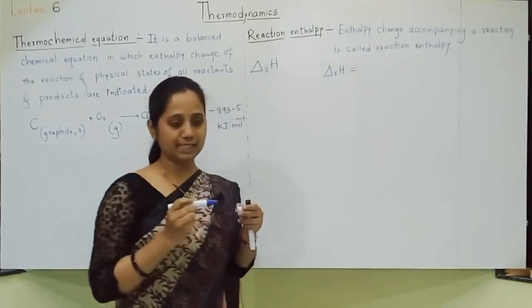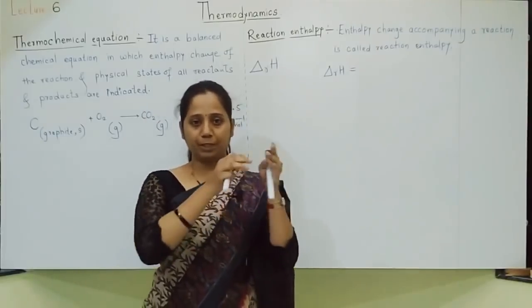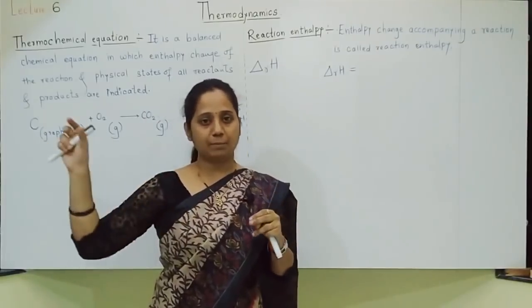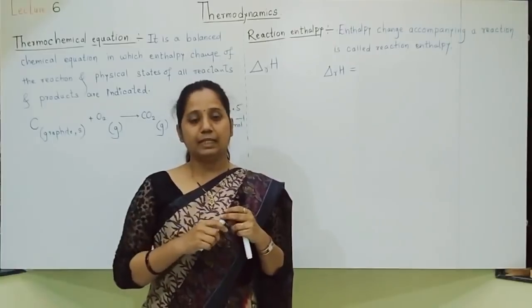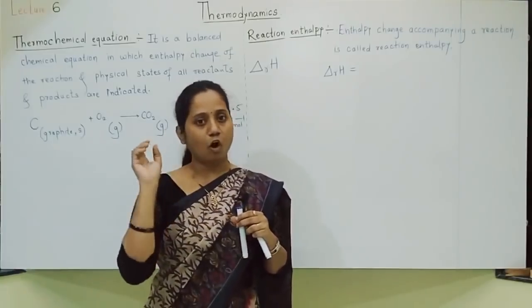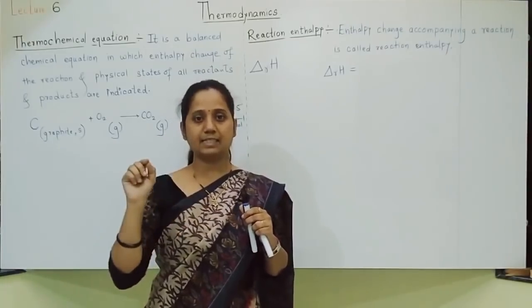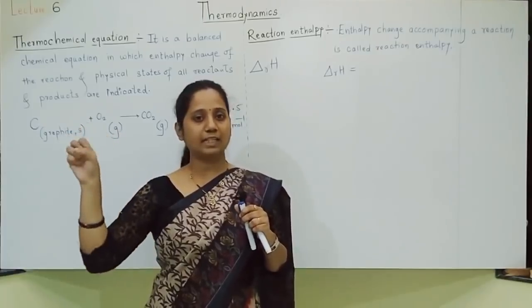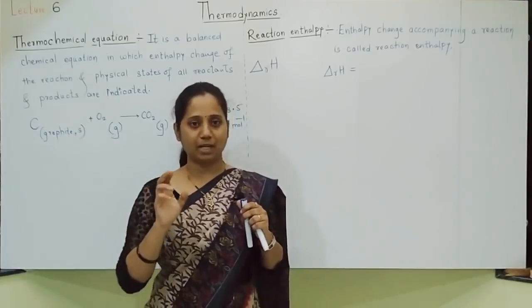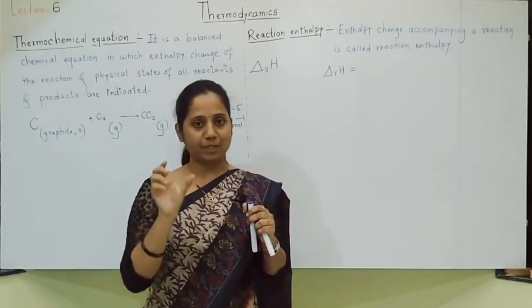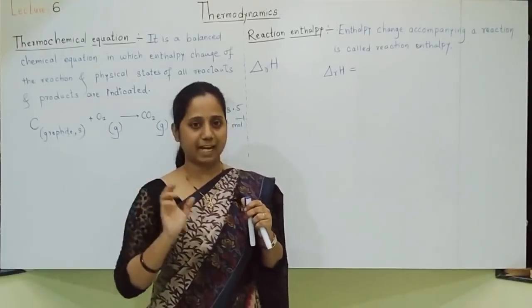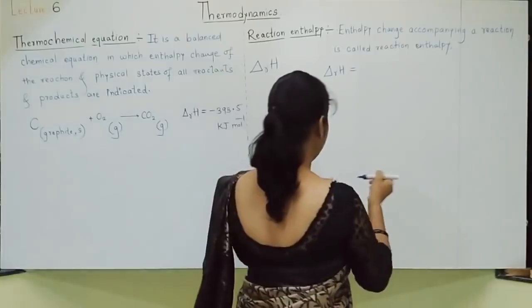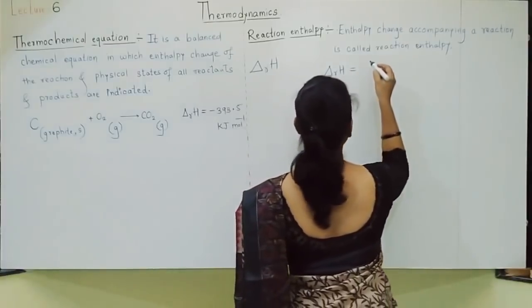The reaction enthalpy formula is this: during a chemical reaction, there is some enthalpy change that we have to find out. It is the enthalpies of all the products minus the enthalpies of all the reactants. That is the formula: total enthalpy of products minus total enthalpy of reactants. This is how the enthalpy of a reaction is calculated.